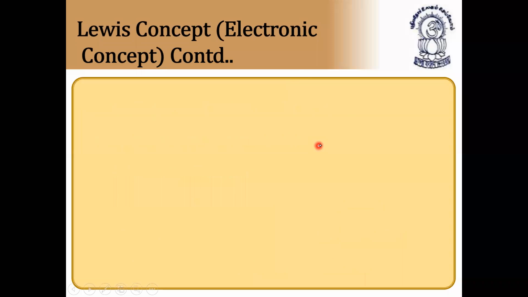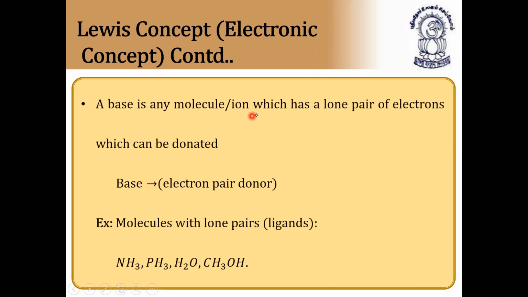Continuation: what is a Lewis base? A base is any molecule or ion which has a lone pair of electrons which can be donated. So a base is an electron pair donor. Molecules with lone pairs, ligands, are called Lewis bases.